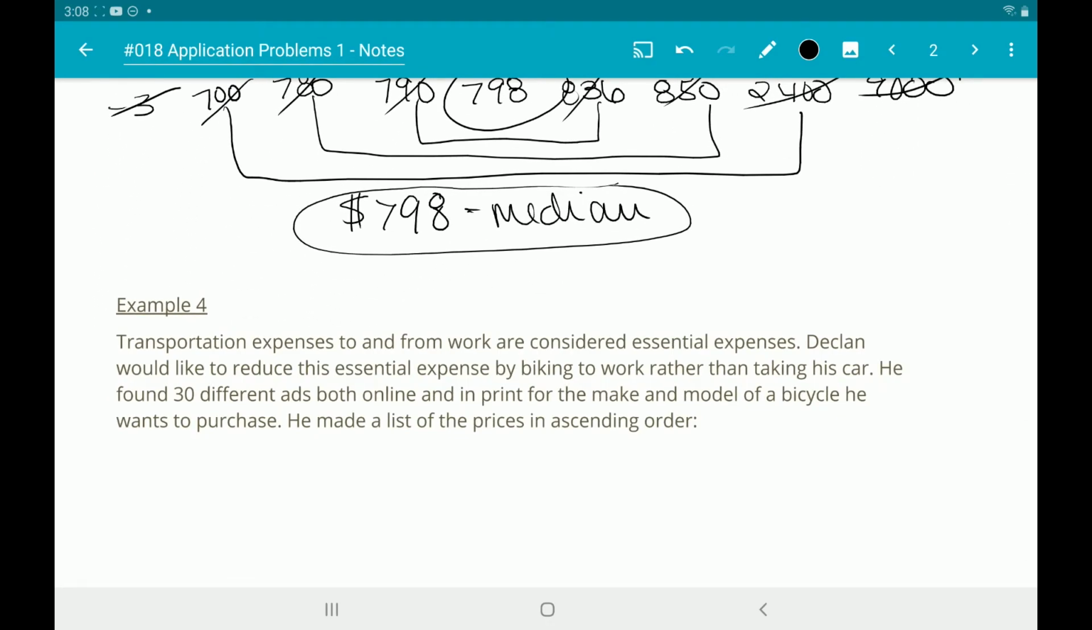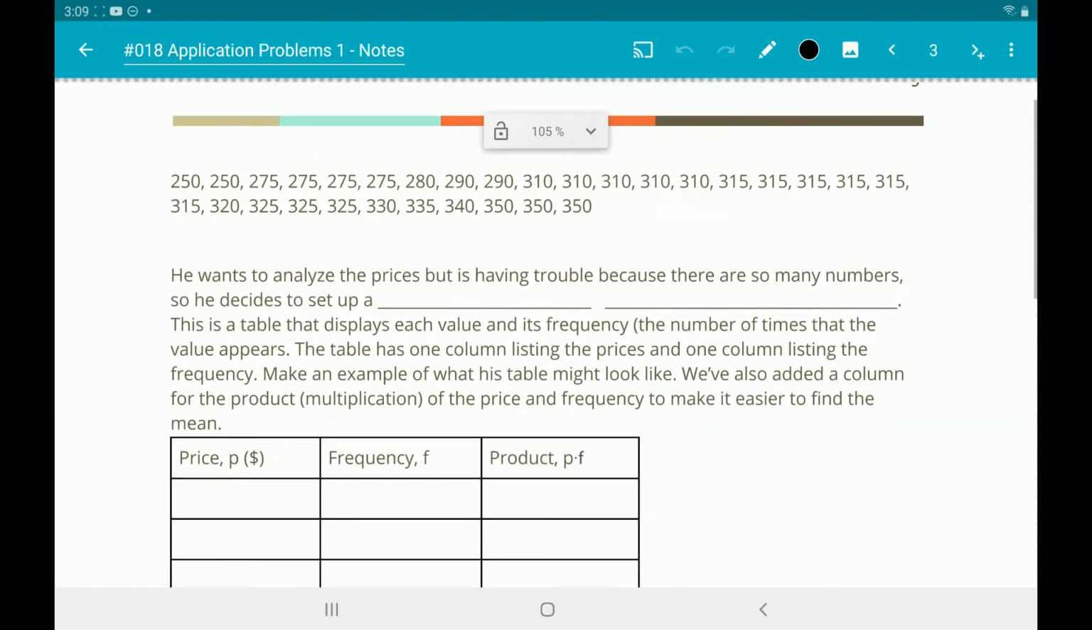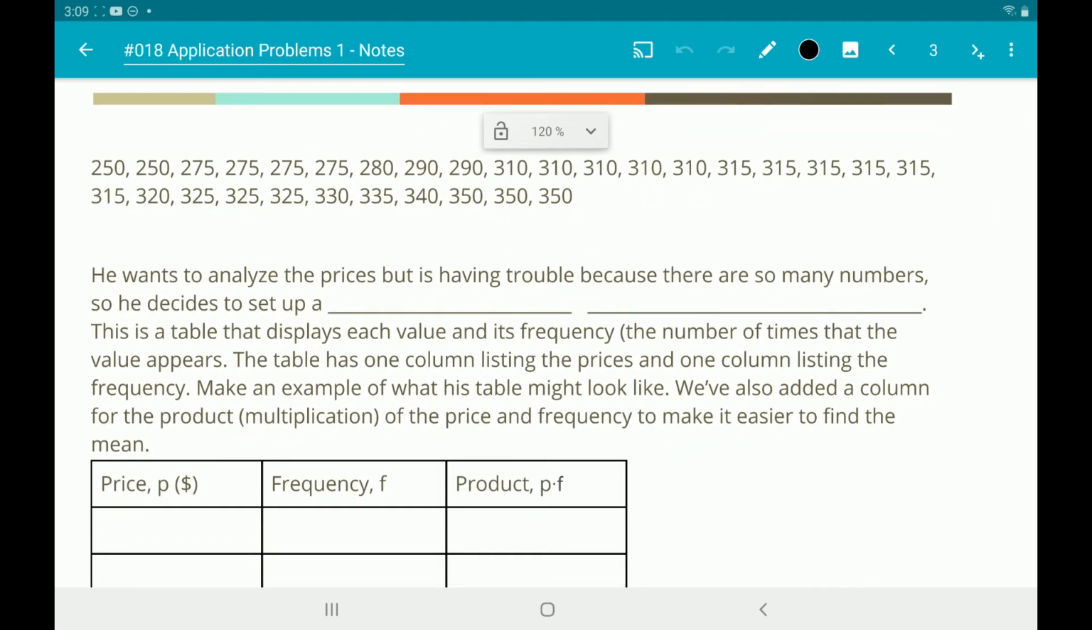Now we'll look at example 4. It says, transportation expenses to and from work are considered essential expenses. Declan would like to reduce this essential expense by biking to work rather than taking his car. He found 30 different ads, both online and in print, for the make and model of a bicycle that he would like to purchase. He made a list of the prices in ascending order, so from smallest to largest. Okay, and here it is.